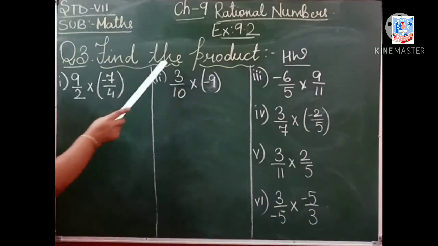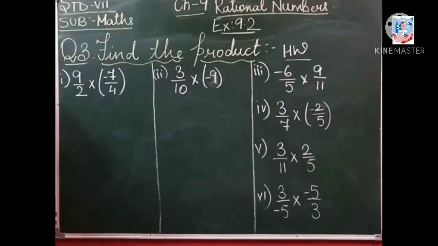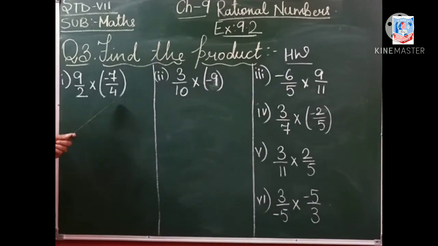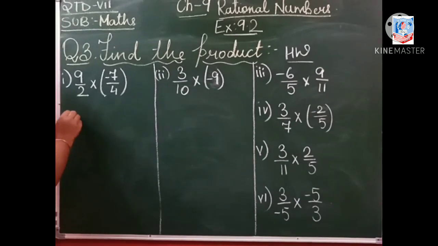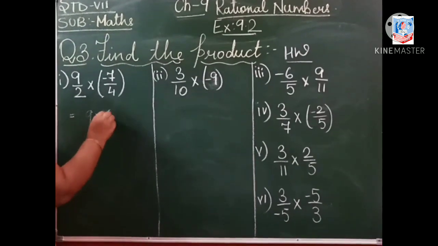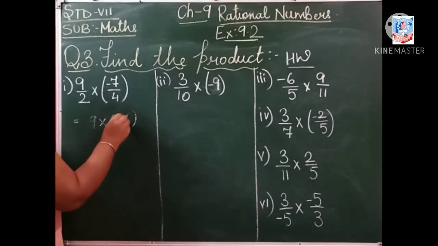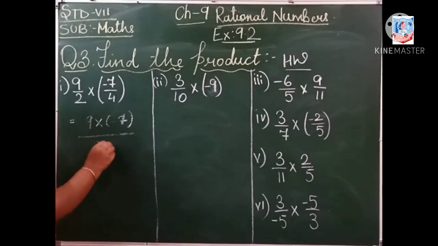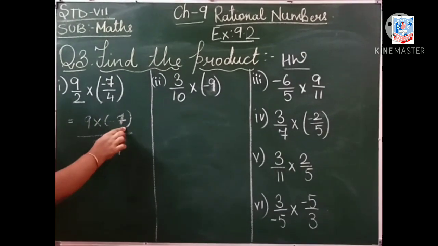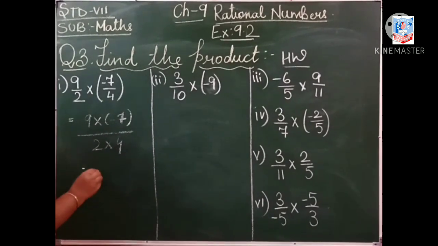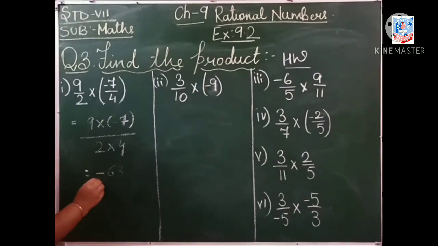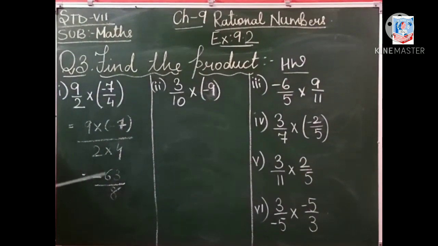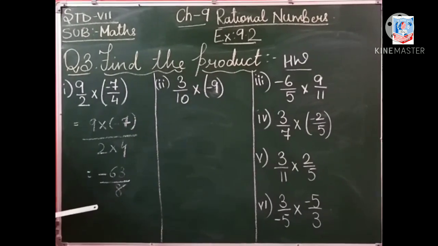Question number 3. Find the product. Product means you have to multiply. Now first is 9 by 2 into minus 7 by 4. So what will you do here? 9 into minus 7 divided by 2 into 4. 9 7s are 63. Minus 63 and 2 into 4 is 8. You can divide and convert into a mixed fraction also.